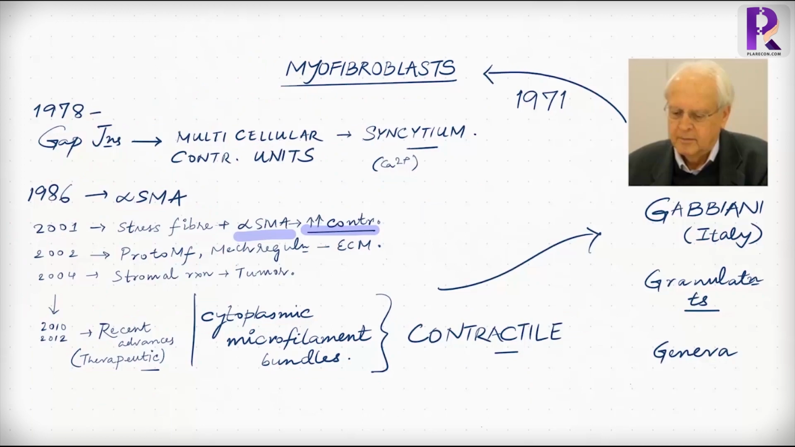So myofibroblasts were first described in 1971 by Gabbiani while studying granulation tissue. He's from Italy and works in University of Geneva. He also described that the myofibroblasts work as syncytium through gap junctions like smooth muscle, and the presence of alpha smooth muscle actin grossly increases its contractile property.